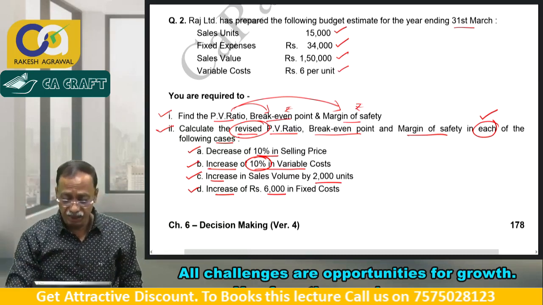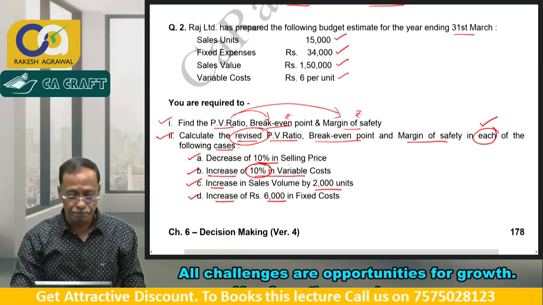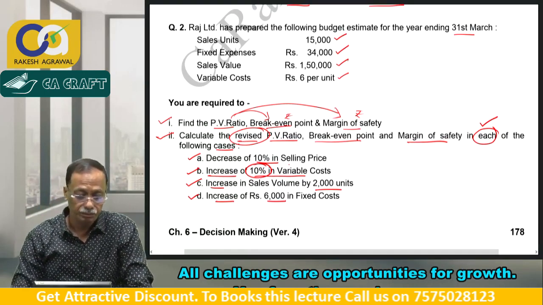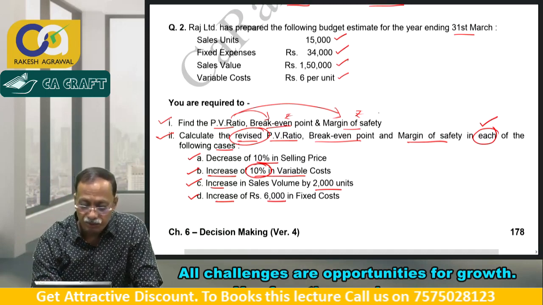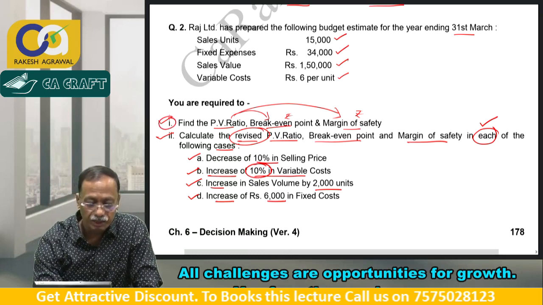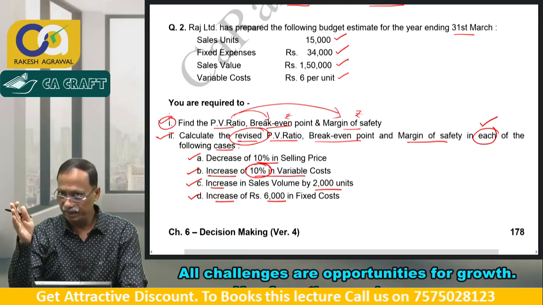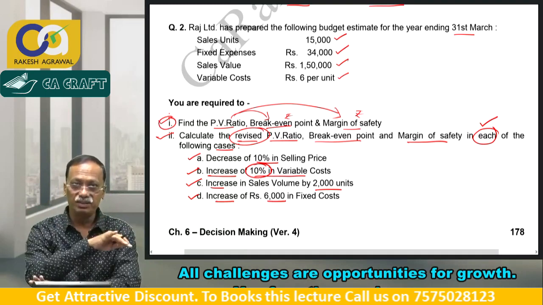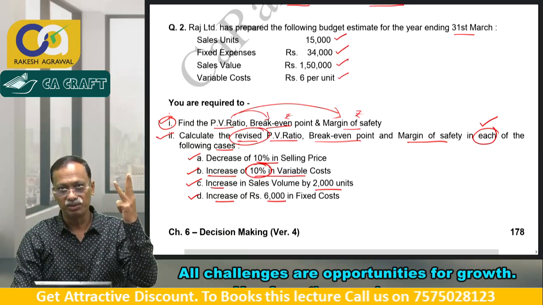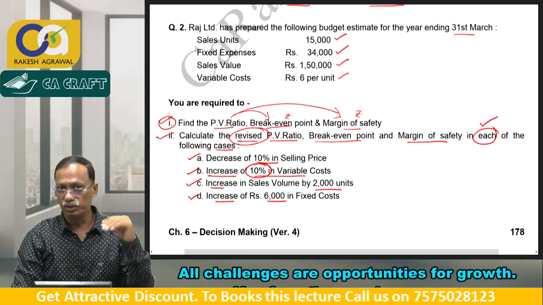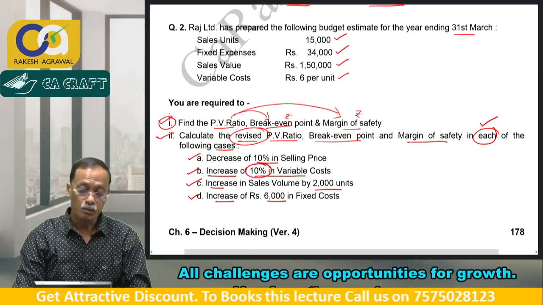See, these are intermediate level questions, so you can solve them very easily. Okay, first we will solve the first part, that is original answers: original PV ratio, original BP, original MOS. Once we get this, then we will revise the 3 answers under 4 situations. Each of the situations will calculate 3 answers. So 4 situations into 3 will get 12 more answers after getting original 3 answers.